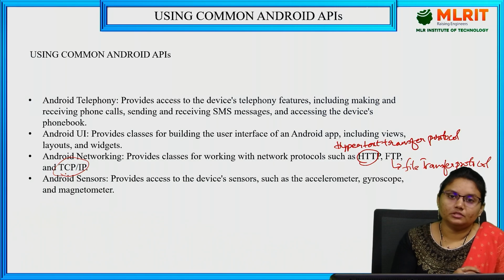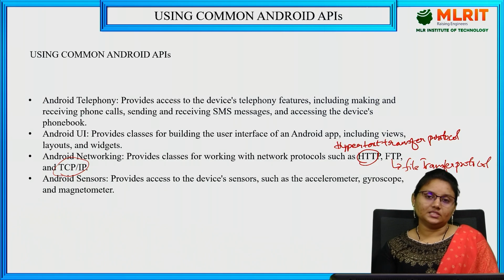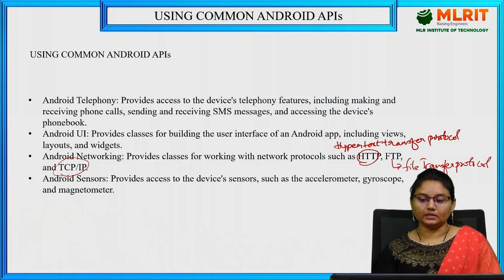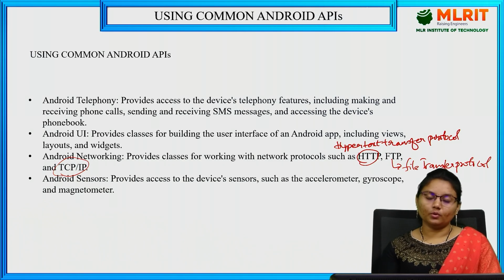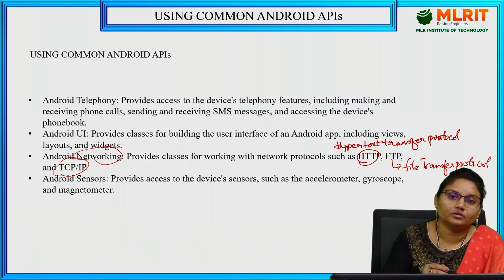TCP/IP, transmission control protocol and the internet protocol, to make use of different internet facilities or different IP addresses, IPv4 or IPv6. The transmission control protocol makes use of TCP and UDP for wireless and wired connections for transmission of your data. So all such things, if you wanted to use or build them, then you have to make use of the API called Android networking.